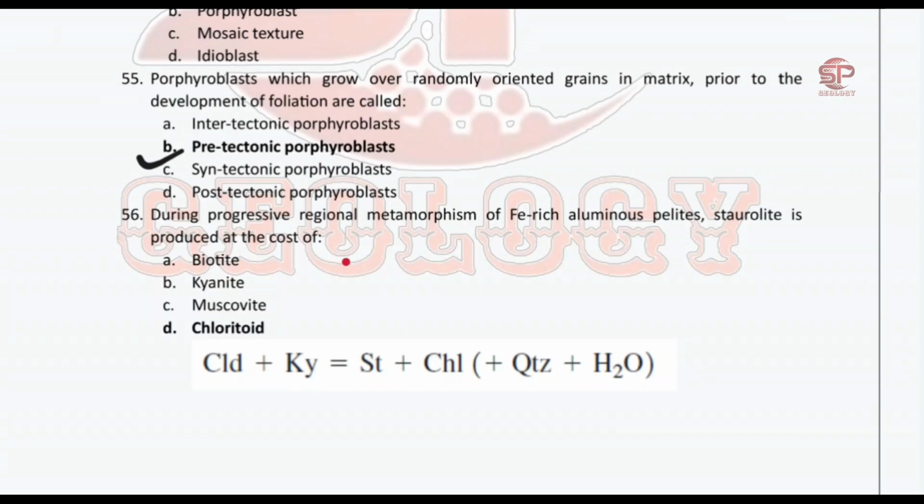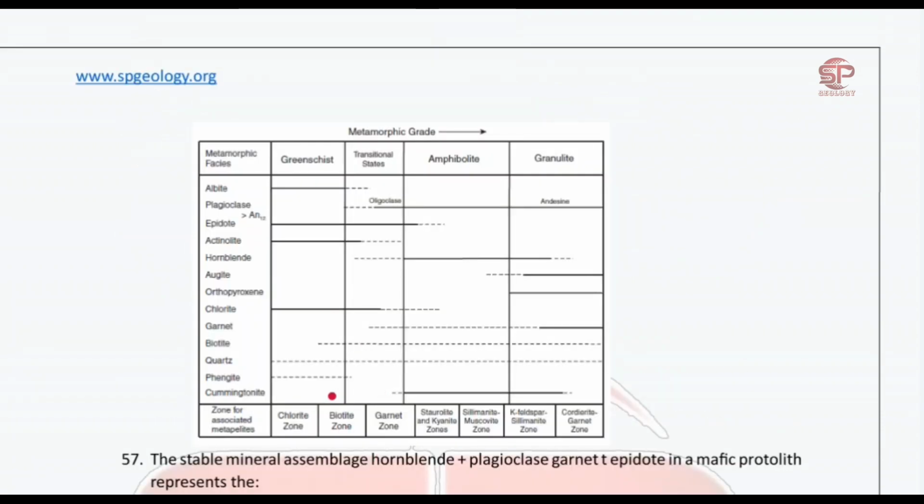Then also during the progressive regional metamorphism of iron-rich aluminous pelite, staurolite is produced as a product. So this is the reaction, you can say. It is produced by the reaction of chloritoid plus kyanite. It will produce staurolite. So that's why the answer will be D. It is produced at the expense of chloritoid. Because after, you can say, the chlorite zone, greenschist facies, we will find the garnet zone and staurolite zone.